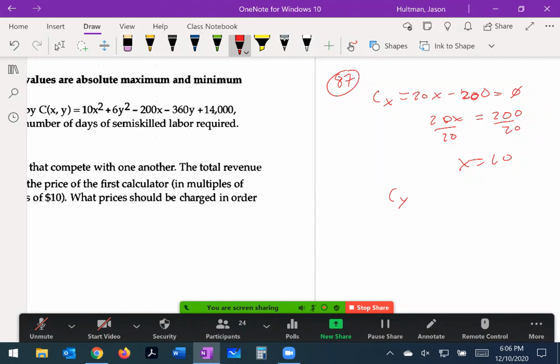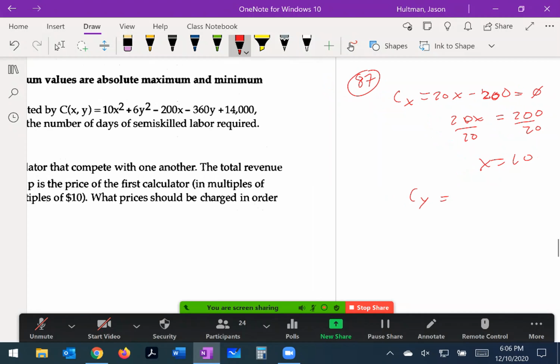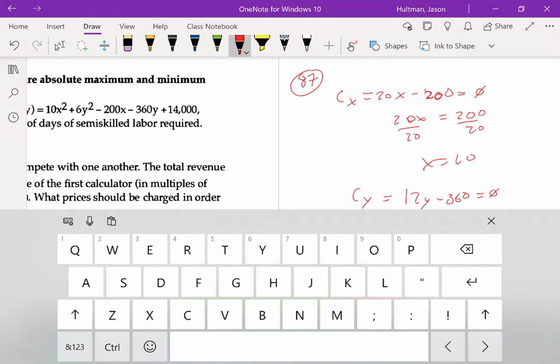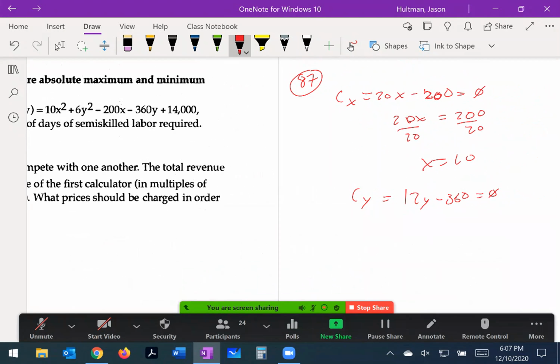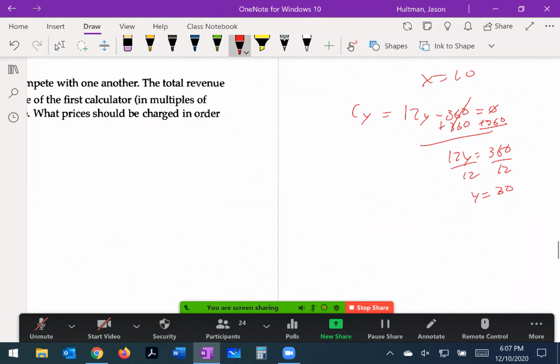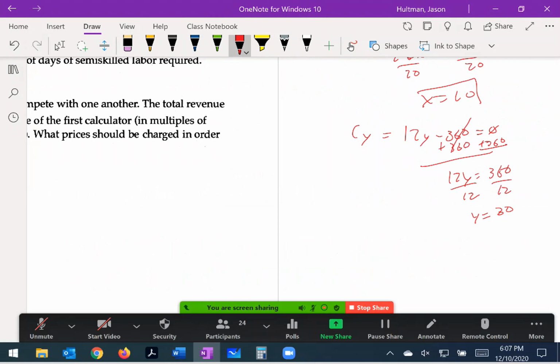Okay, let's do C of Y. C of Y is going to be 12Y minus 360 is equal to 0. So add 360 to both sides, and we get 12Y is equal to 360, divide by 12, and Y is equal to 30.